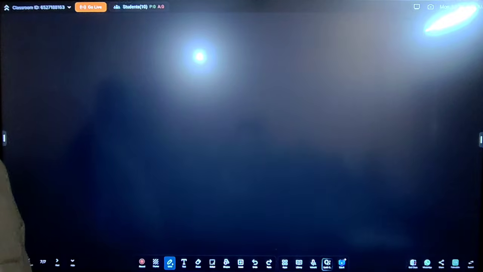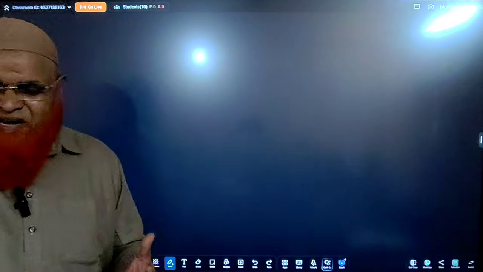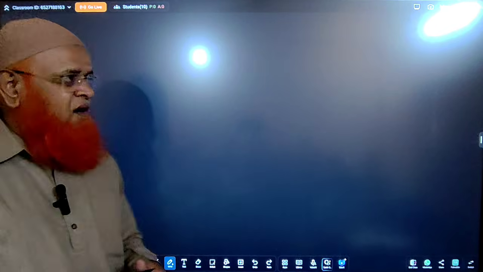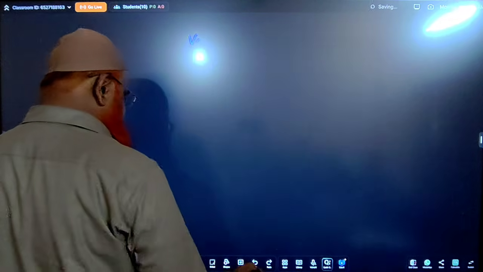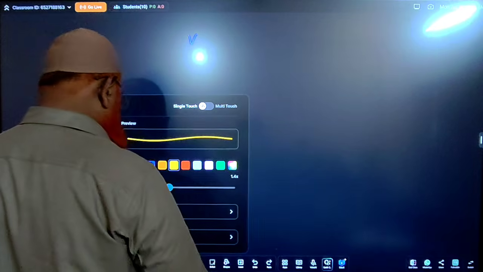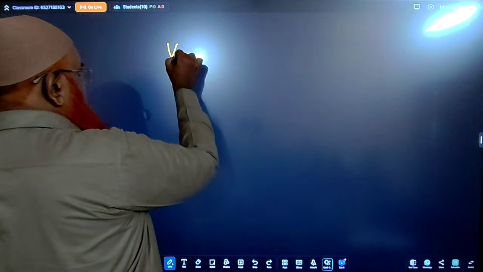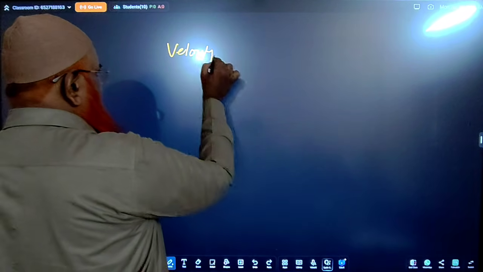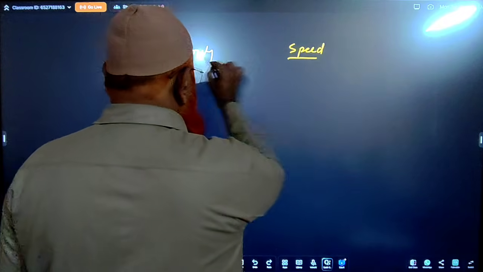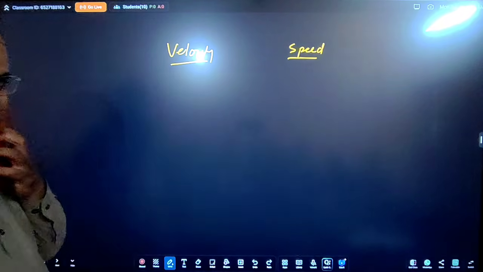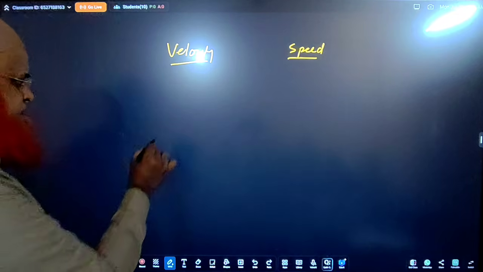Now let us move on to the next topic, which is very important. We have given certain basics of that. First of all, what is the difference between distance and displacement? We have discussed velocity, and we have discussed speed also. What is the slight difference between these two? Let us see here now.